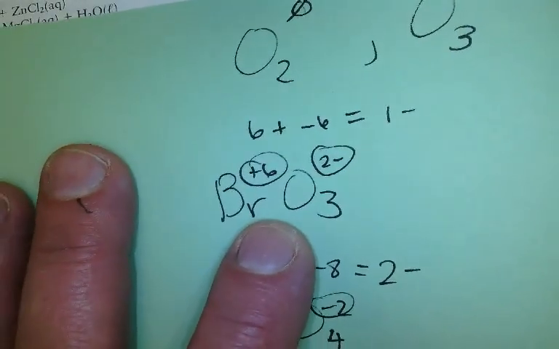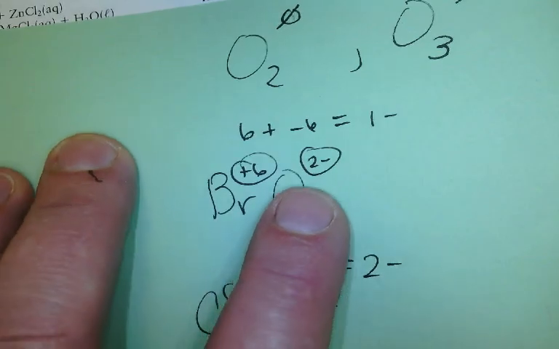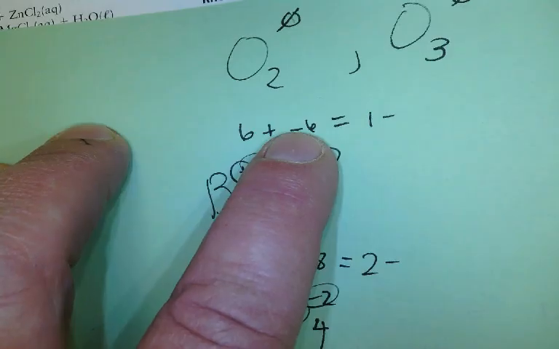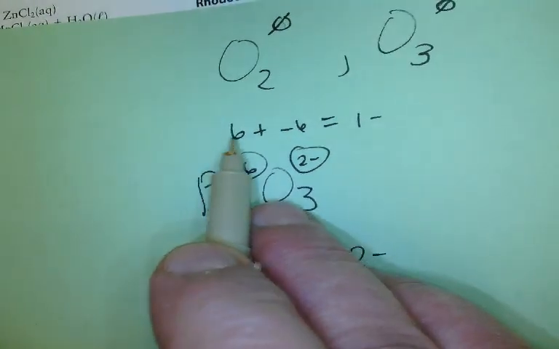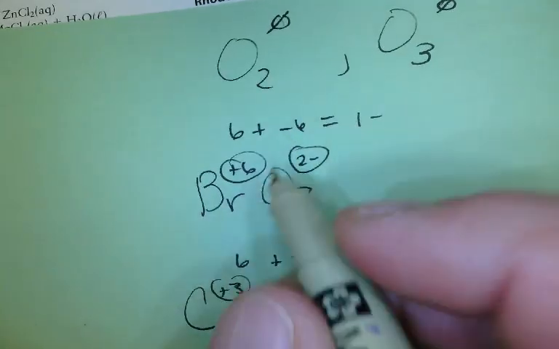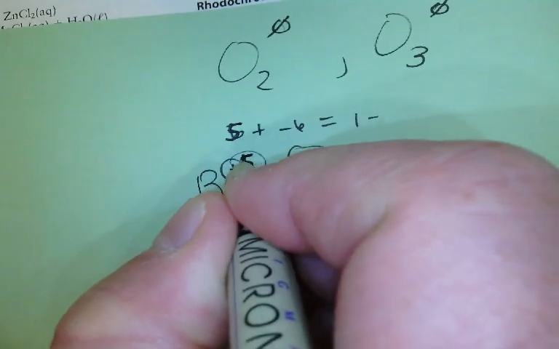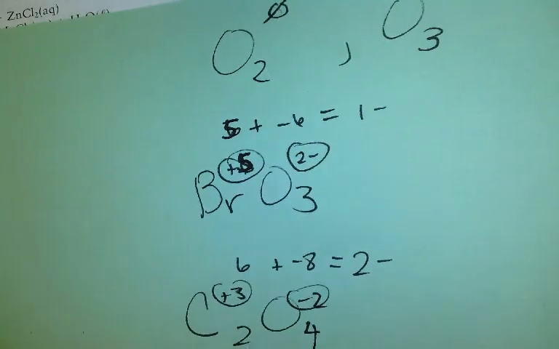Do you agree with me here? +6 minus 2. You see how I showed my work? This one was easy. That was a rule. 3 times -2 is -6. Oh, I did that wrong. 6 plus -6 is not -1. What is it? 5. So this should be a 5 right here. Do you agree now? Okay, that's better.